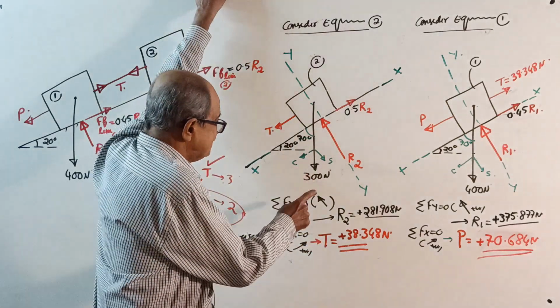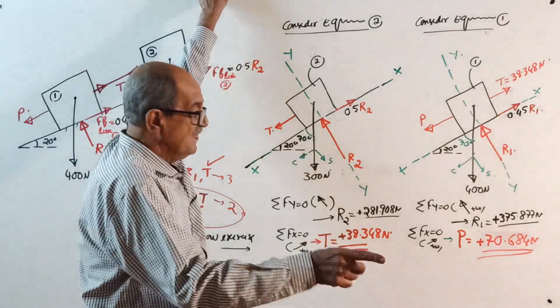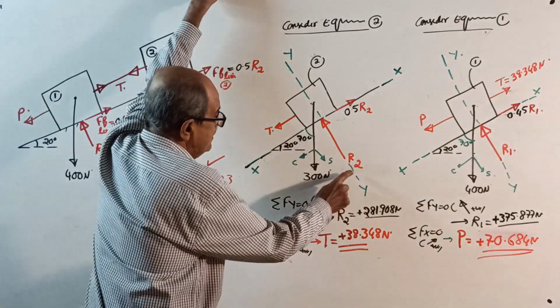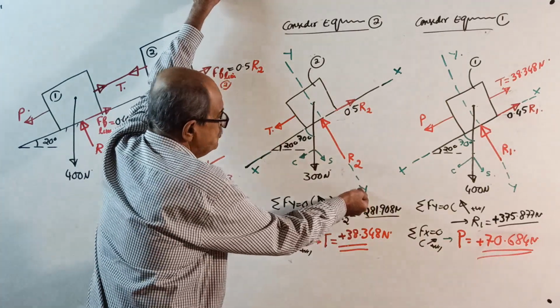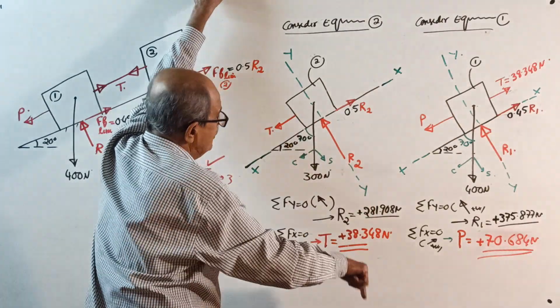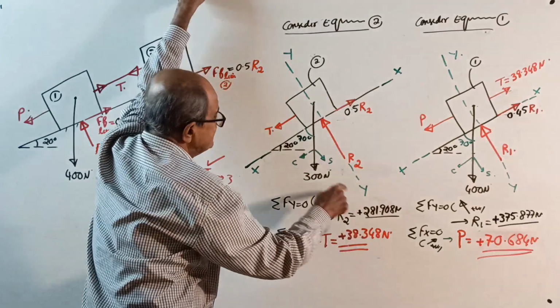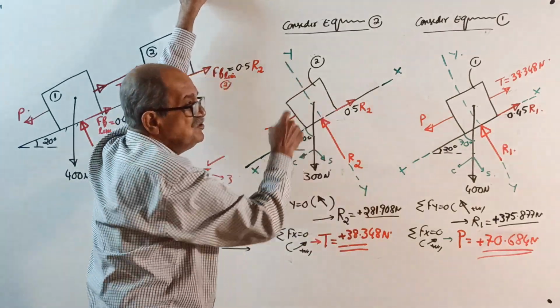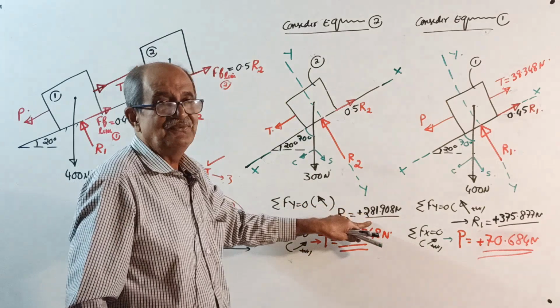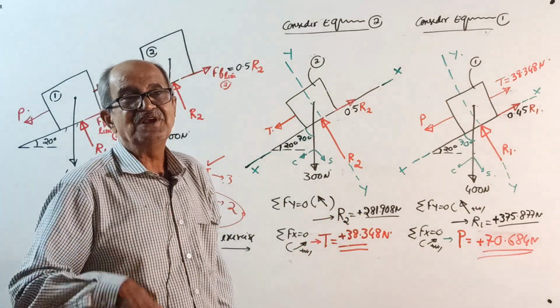See, this sign convention has nothing to do with the answer. This positive means assumed correct. See, if you take this way positive, what will happen? Plus 300 sine 70 minus R2 equals 0, simplify, R2 will come the same. This is a trapped question.